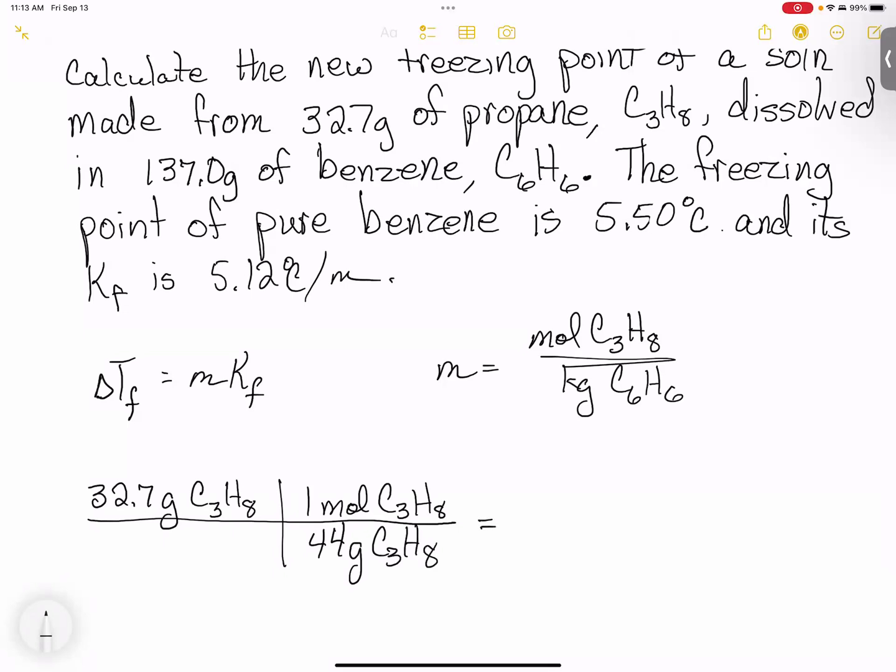That gives us a value of 32.7 divided by 44, which is 0.7432 moles of propane. Now, why did I not do another step in this conversion like I did in the last conversion? Because it's not a soluble ionic compound. You only have to go that extra step if you're dealing with a soluble ionic compound.